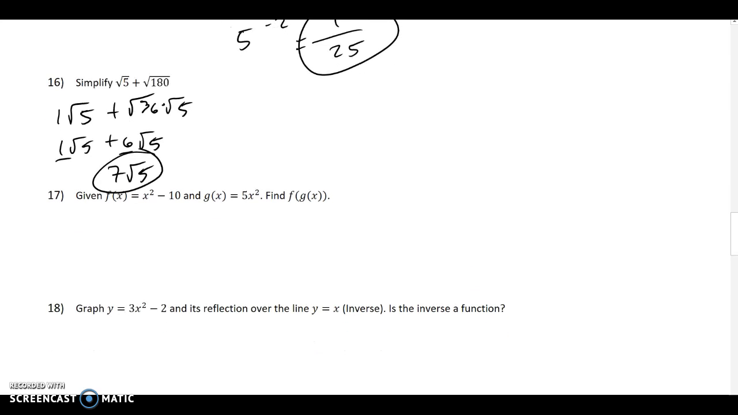Remember, we're going to plug one into the other, so g of x is going to go into f. So g of x is going to go here. So we have x squared minus 10 is f. Then I'm going to erase x and put 5x squared there. A little tricky because we have a square of a square. So this is going to be 5 squared is 25 times x to the 4th, because 2 times 2 is 4, minus 10.